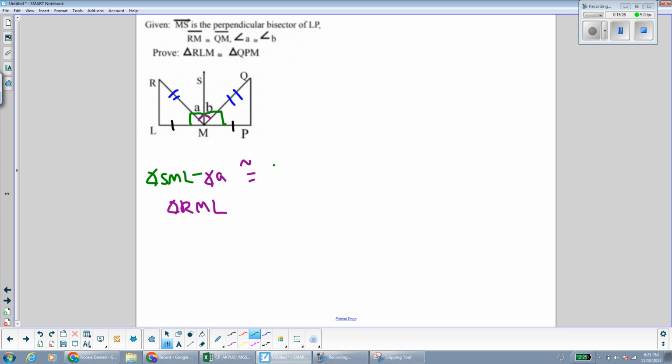The other right angle is angle SMP. And if we take away the purple part, angle B, then we're left over with the angle inside the triangle that we actually want, angle QMP. We're starting with two congruent right angles, and we're taking two congruent pieces of the right angle. A and B are congruent from the givens. And then we end up with the angles inside the triangle that we need, and then we have SAS.